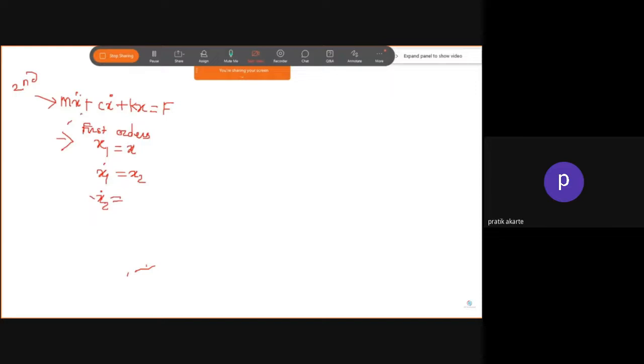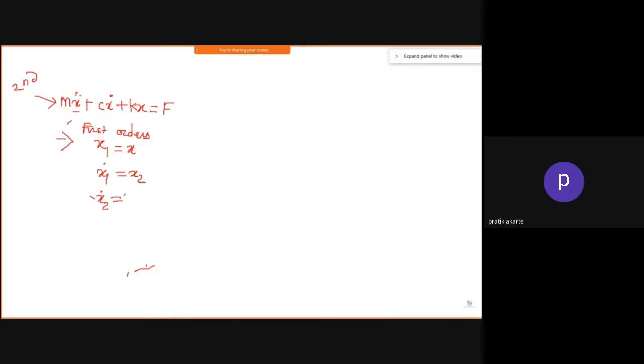This acceleration. So can I now write x double dot? Here I can write x double dot. I can separate out this equation: minus c into x dot, which is x2, minus k into x1, divided by m. Now I have two equations of first order. One is this equation, this is my first. This is my second equation.